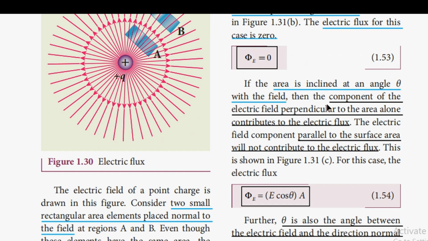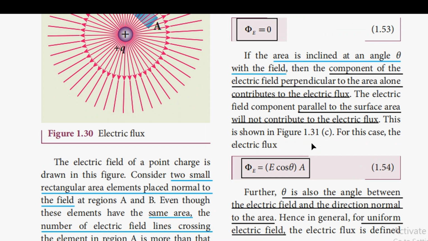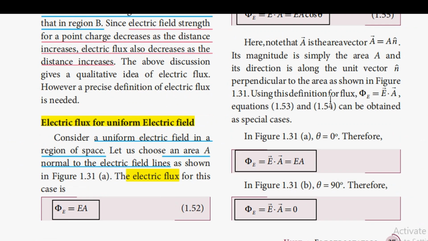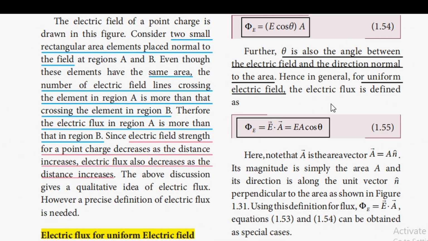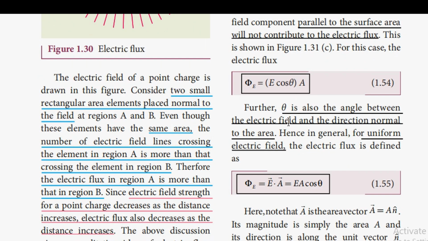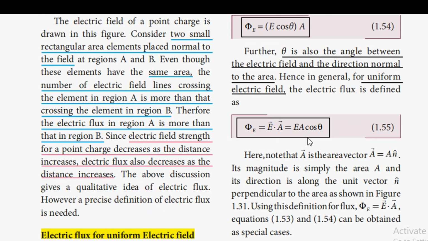If the area is inclined at an angle theta with the field, then the component of electric field perpendicular to the area alone contributes to the electric flux. The electric field component parallel to the surface area will not contribute to the electric flux. And that is shown in this diagram 1.31c. Then for this case, the electric flux is given by phi E equal to E cos theta times A, where this theta is the angle between the electric field and the direction normal to the area. In general, for uniform electric field, the electric flux is defined as phi equal to E dot A, that's given by EA cos theta.